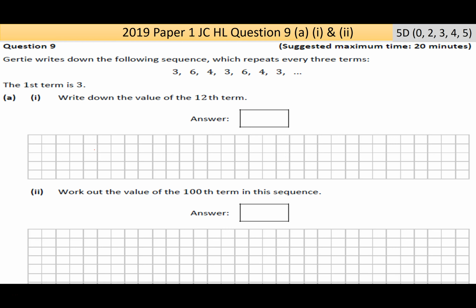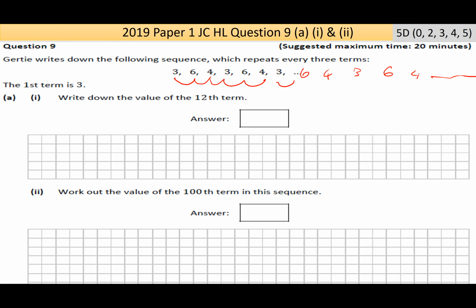So let's read through this here. It says that Gertie writes down the following sequence, which repeats every 3 terms. The first term is 3, then you get 6, and then 4. Then it repeats 3, 6, 4, 3, 6, 4, to infinity.